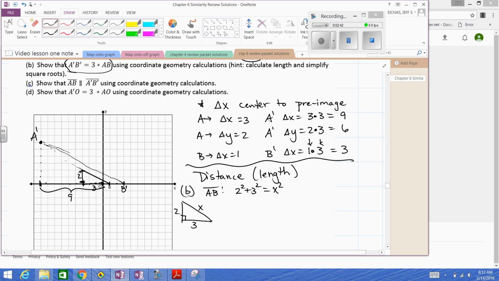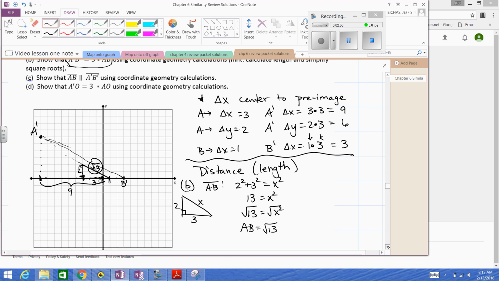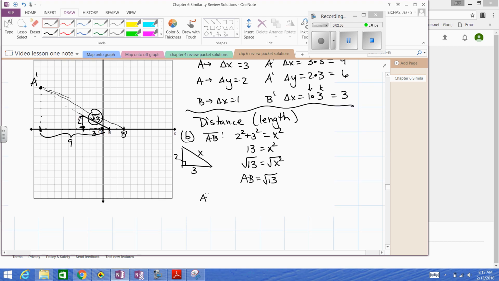So we could call it x squared equals 13. Take the square root of both sides, and we get that the length of AB is the square root of 13. Now A prime, B prime. What we have now is 9 and 3, which is 12 across, and up and down was 6. Okay, that doesn't look right.